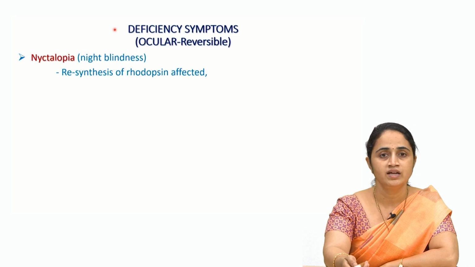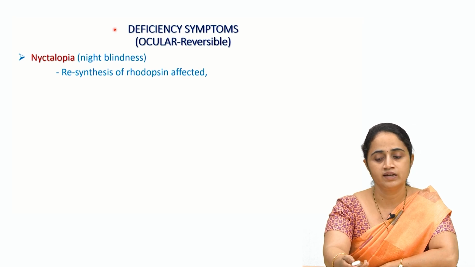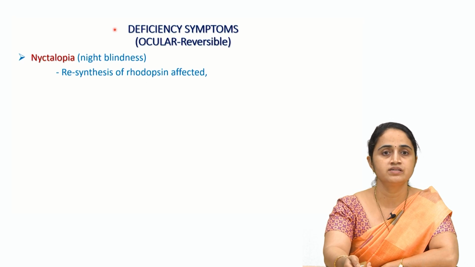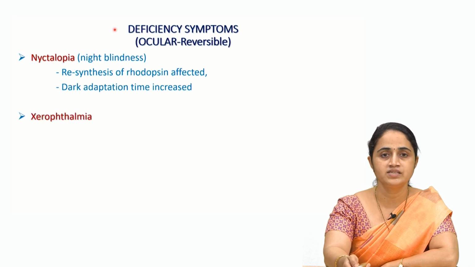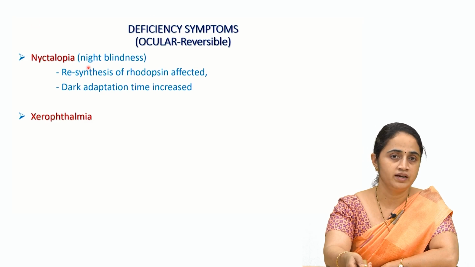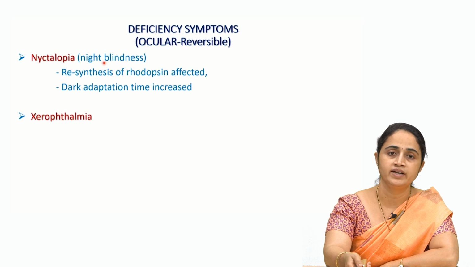Okay. So, there will be an effect on the synthesis of rhodopsin. As we have seen in the complete visual cycle, the resynthesis of the rhodopsin is affected in vitamin A deficiency. So, it is called nyctalopia, and dark adaptation time will be increased. Nyctalopia is the beginning of vitamin A deficiency, and it can be easily corrected by sufficient supplementation of vitamin A.